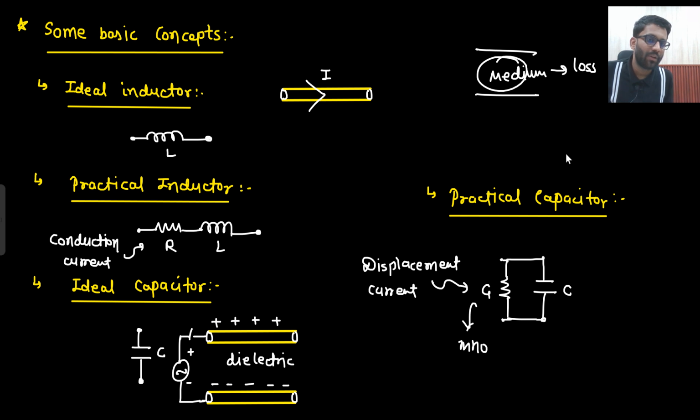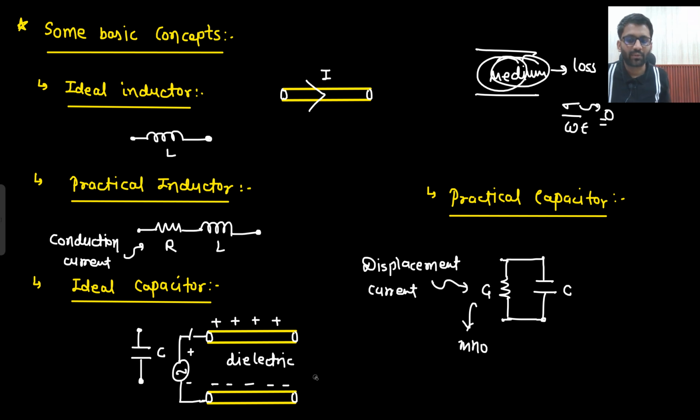What do you mean by loss tangent? Sigma upon omega epsilon. If the loss tangent is 0, that means sigma is equal to 0. If the medium has no conductivity, there is no conduction current, no displacement current, nothing. So G will not come into action. We will solve that problem, but here I have given the solution: this G will not come into action. Is that clear to you?